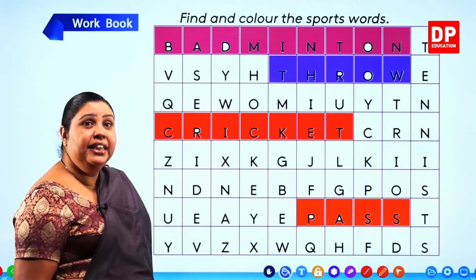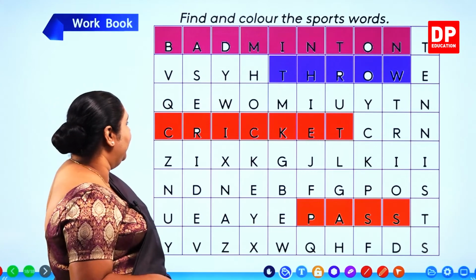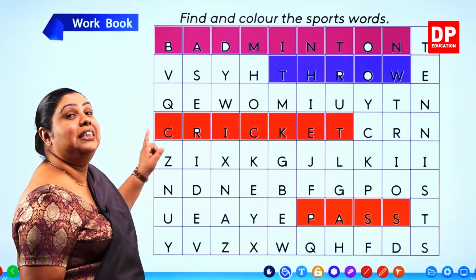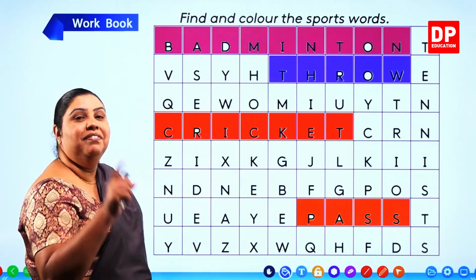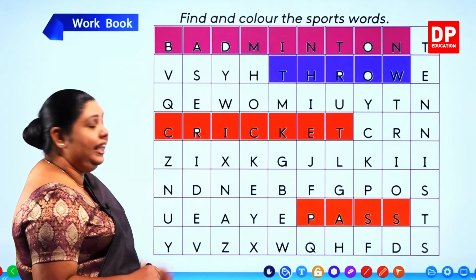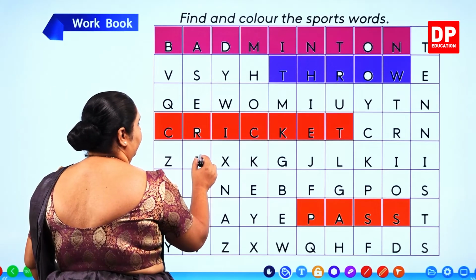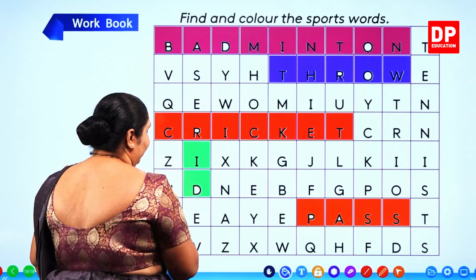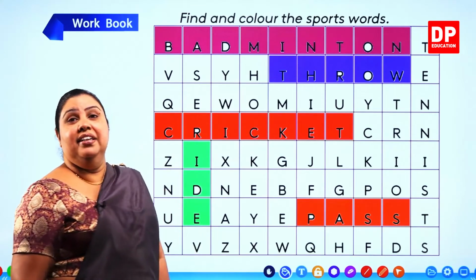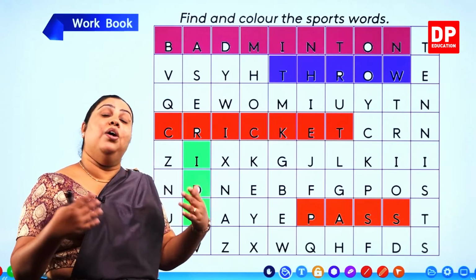But the second line, I see a word here. Shall we take a look at it? But here the first letter is already colored. What is the word that we have here? R-I-D-E. Ride. R is already here. I-D-E. Ride. What is ride? Riding a bicycle, riding a horse.